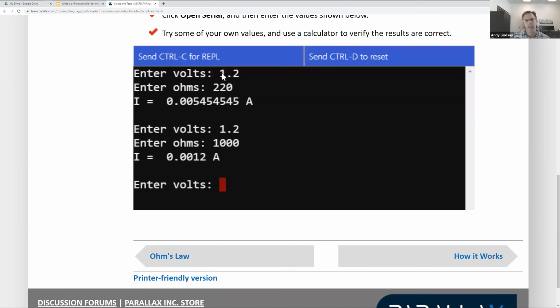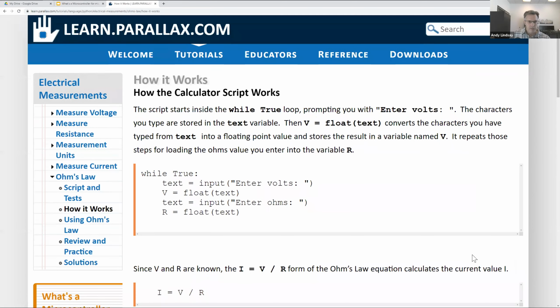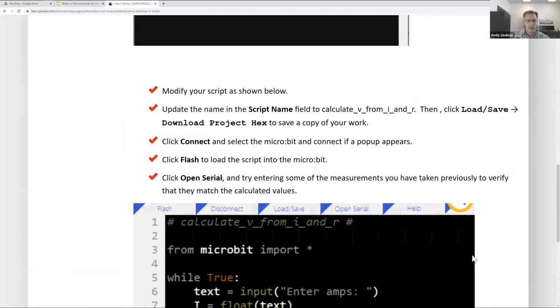So in this case, we type in 1.2 for the voltage measurement, and then 220 ohms for the resistance measurement. And then we get 5.45, and students will have had practice with the scientific notation and the SI units. And so they will be able to make this conversion to 5.45 milliamps, thousandths of an amp. Let's see, is there anything else to talk about here?